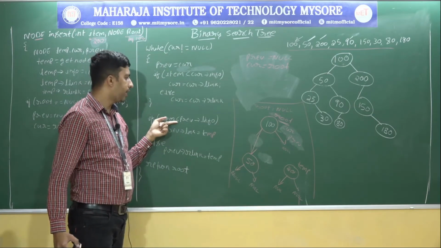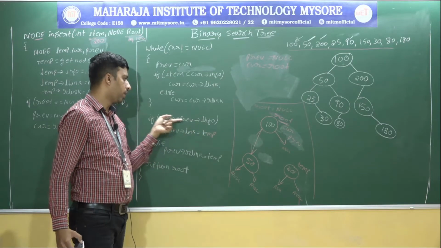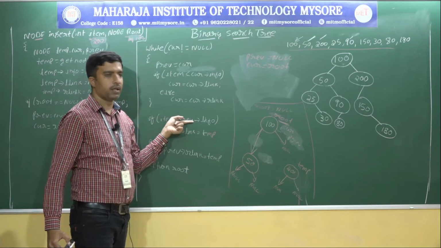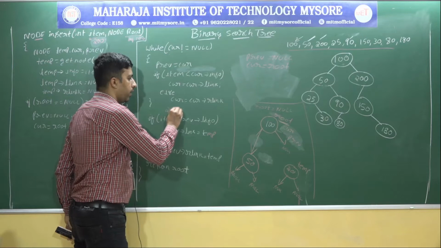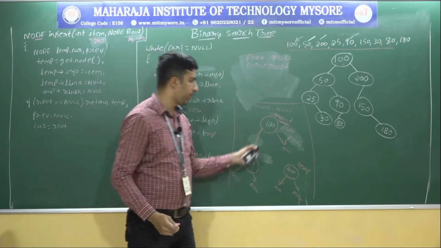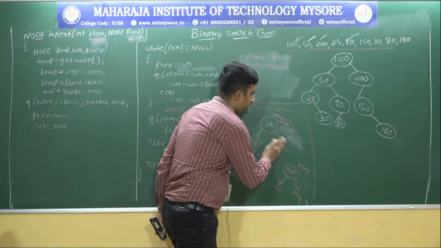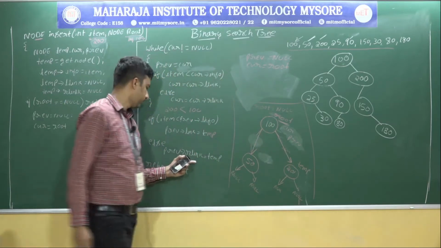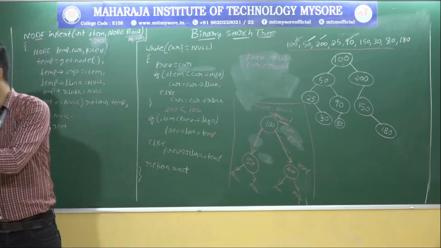Item is less than previous of info? Go to the left? No. Item is 200 and previous info is 100. It is not less, so it does not go towards the left; it moves towards the right and joins this link to here. Any doubts here? In this fashion it runs.